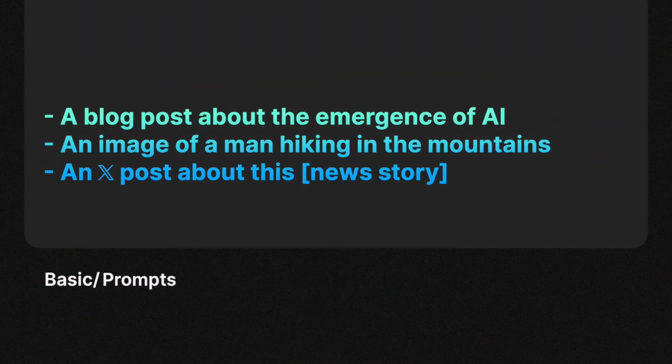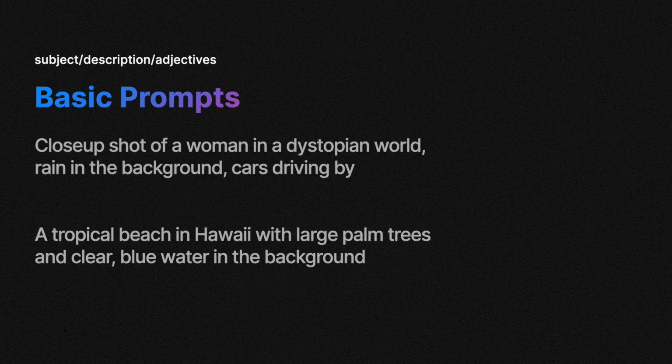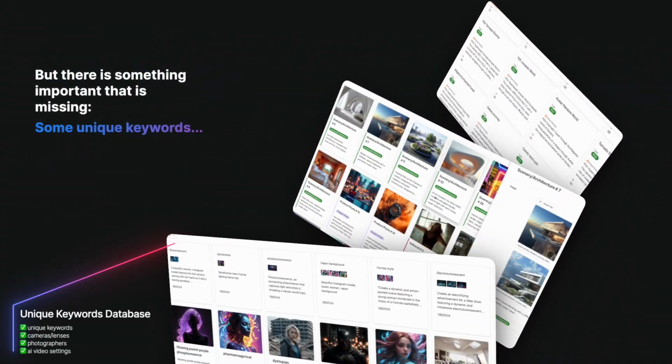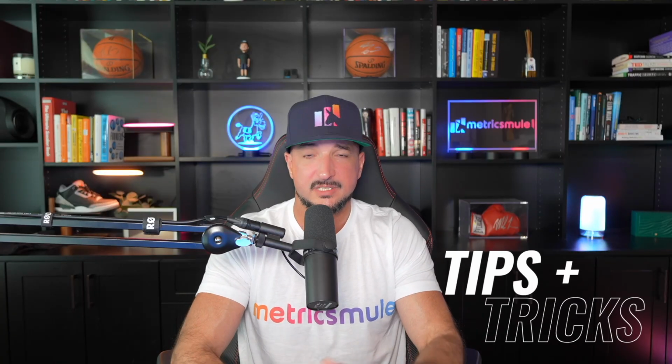So to start, let's go ahead and look at some prompts that people typically use. Very basic prompts. It's gonna have your subject, the description, and some adjectives. But what it's missing are some of those very unique keywords. Keywords do have a big impact when it comes to your prompts, and even some hidden tips and tricks.